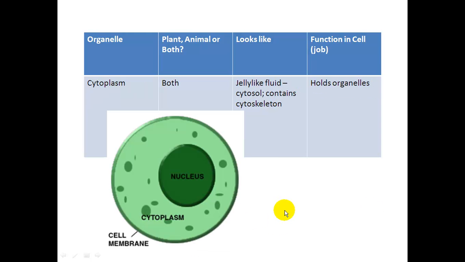Our next organelle we're going to define is the cytoplasm. The cytoplasm is the jelly-like fluid that's inside the cell. It is found in both plant and animal cells and prokaryotic cells. It looks like a jelly-like fluid. The actual fluid part of the cytoplasm has a special name. It's called cytosol, like solution of the cytoplasm. And inside the cytoplasm, there is actually a structure called cytoskeleton, which we'll do in a minute. The function of the cytoplasm is to hold all the organelles.